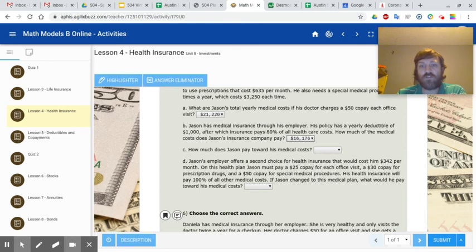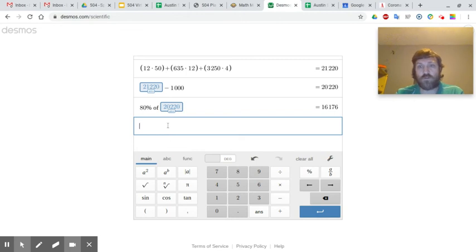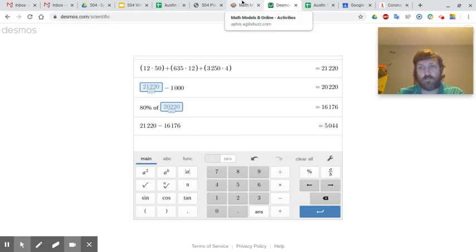Then how much does Jason pay towards his medical costs? He's going to pay the difference. So we need to do 21,220 minus 16,176. We're subtracting the total minus what they paid, and that's going to tell us how much he pays. That one's pretty straightforward.